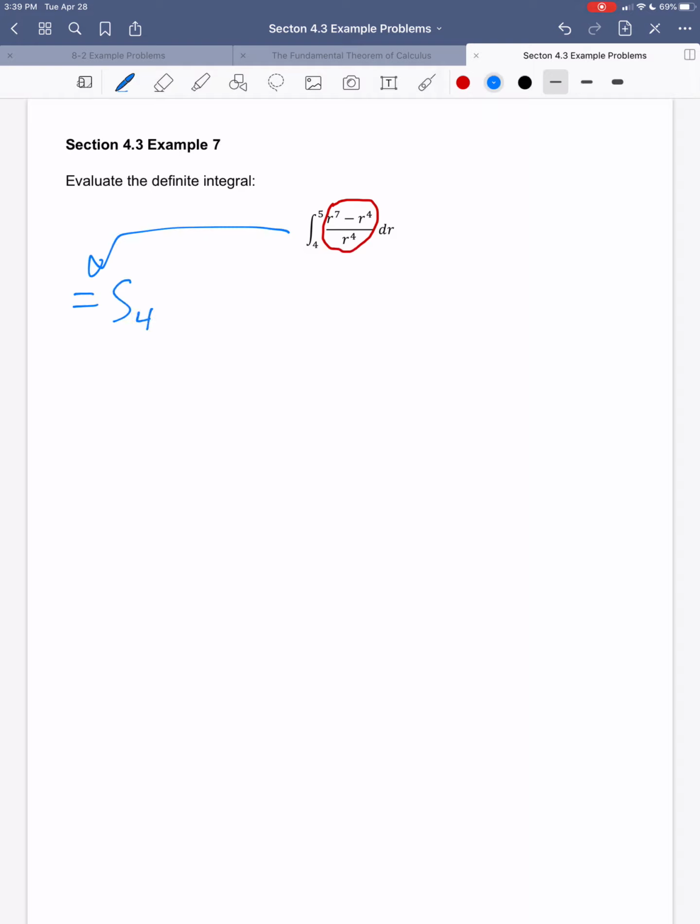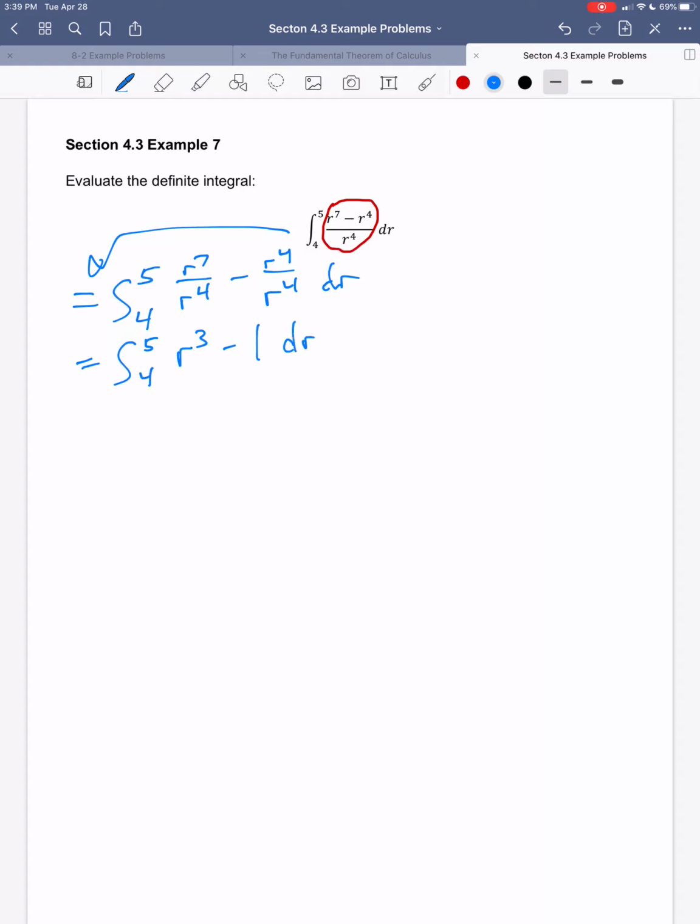And what I can do is split it into two fractions with that common denominator of r to the fourth. So this would be r to the seventh over r to the fourth minus r to the fourth over r to the fourth dr. Then we can just simplify those separately. 7 minus 4 is 3. R to the fourth over r to the fourth is just 1.